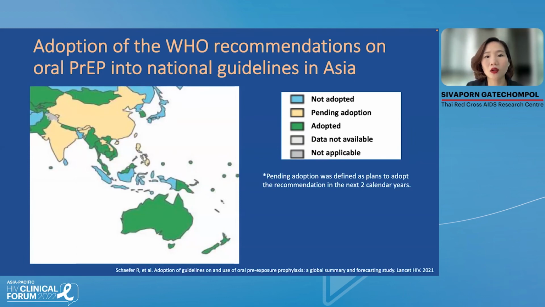The yellow color represents the countries that are pending adoption, defined as planning to adopt the recommendation in the next 2 calendar years, which include China, India, Laos PDR, and Philippines. China has approved TDF for HIV prevention since 2020. The green color represents the countries that have already adopted oral PrEP into their guidelines, for example, Thailand, Myanmar, Cambodia, Vietnam, Malaysia, and also South Korea.